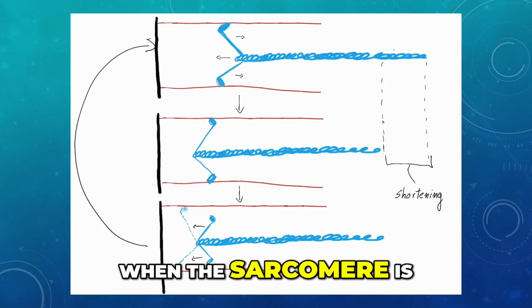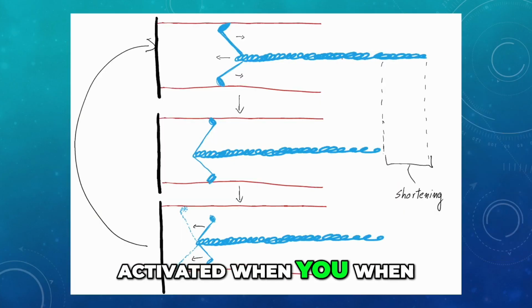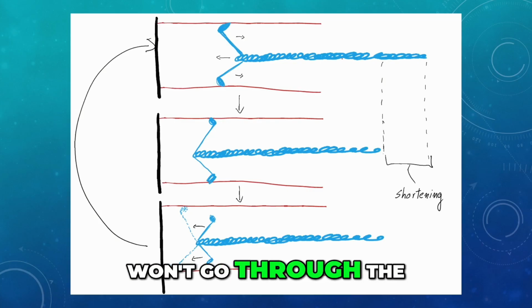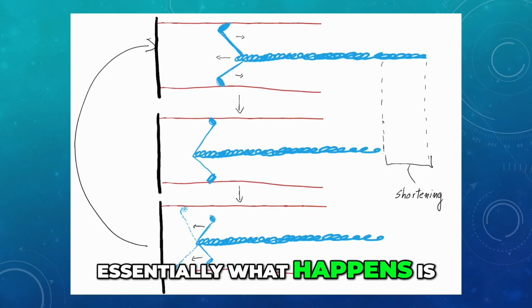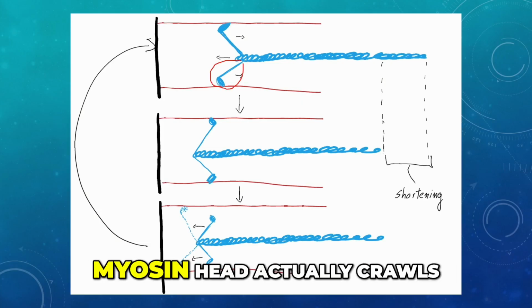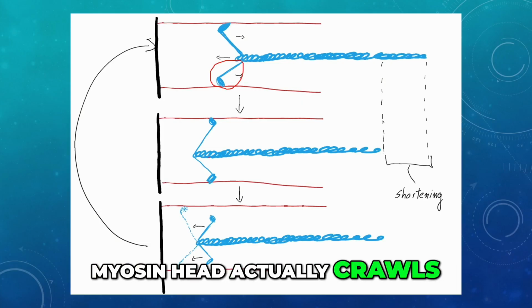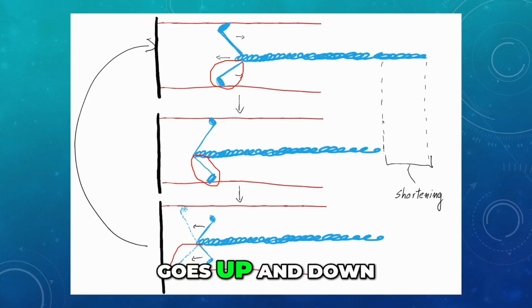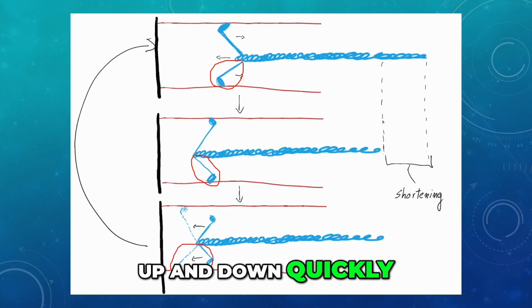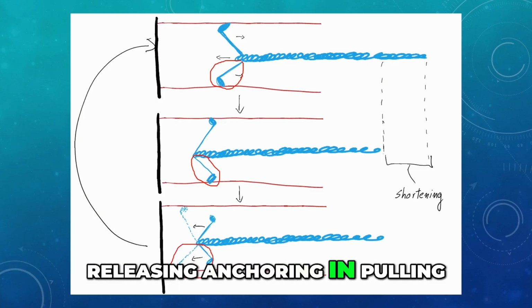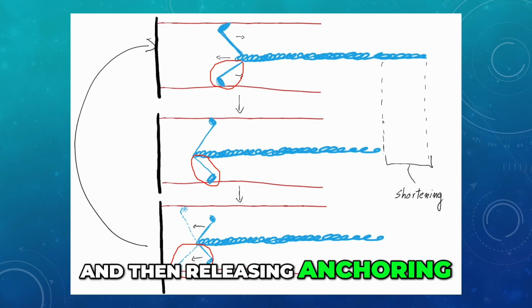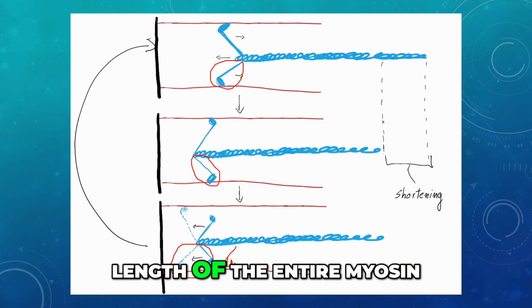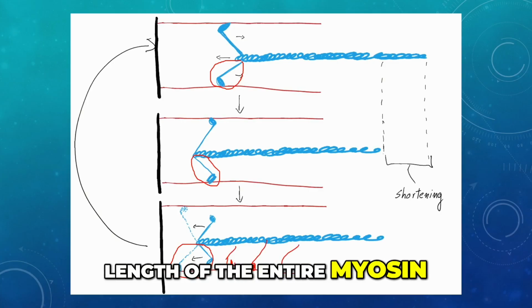And when the sarcomere is activated, when it gets the signal to turn on, and we won't go through the details of it, but essentially what happens is, if you watch this, the myosin head actually crawls along the actin and goes up and down, quickly releasing, anchoring in, pulling, and then releasing, anchoring and pulling. And this happens all along the length of the entire myosin over and over and over.